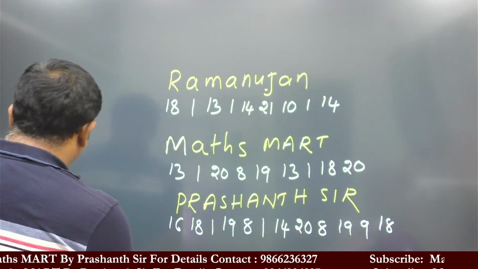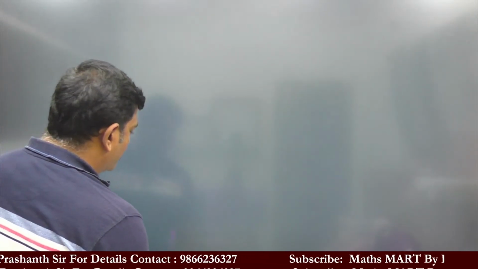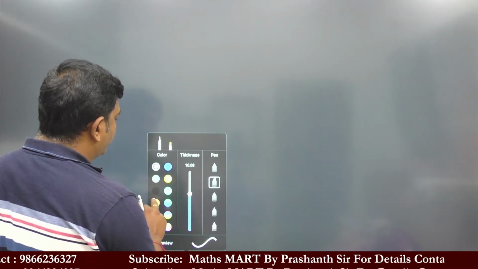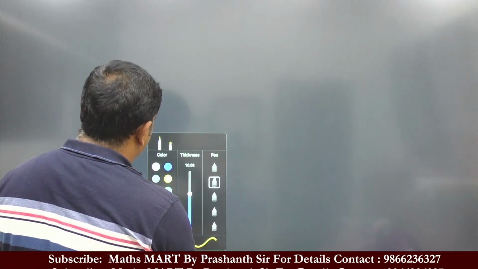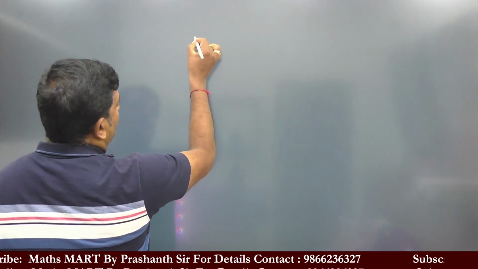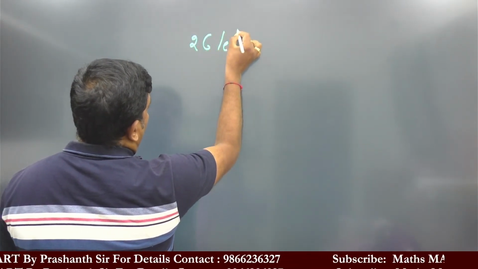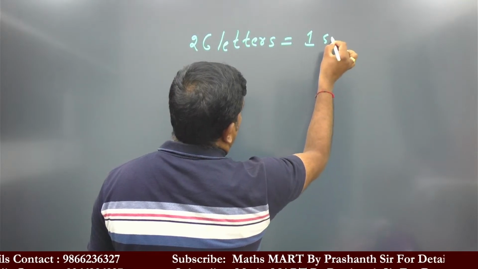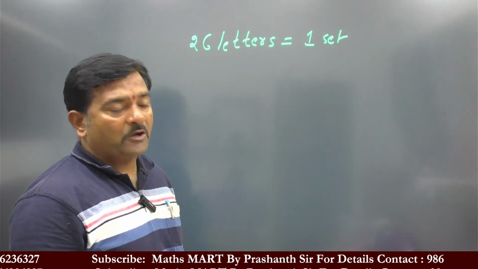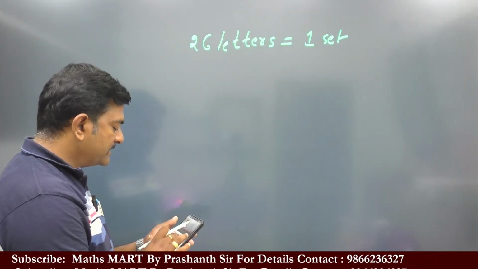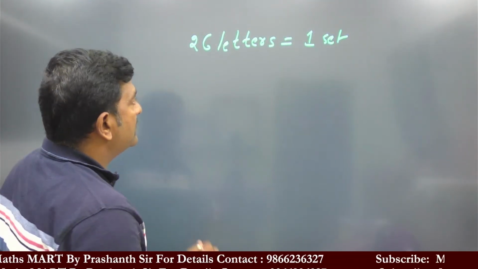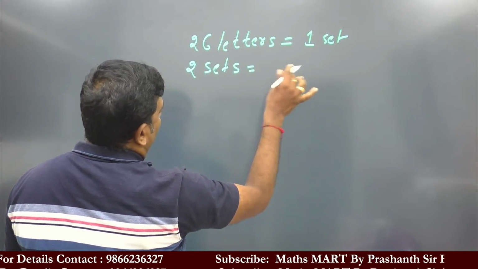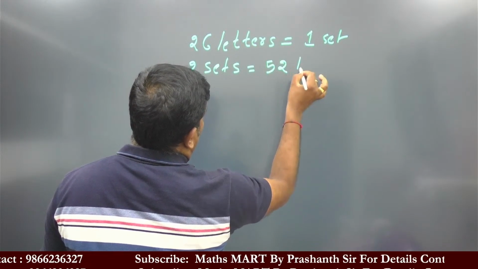Now we are going to focus on some other different cases. Just listen carefully. Some important facts related to the alphabet. You know already in the English alphabet we have total 26 letters. These 26 letters usually we consider as one set. Similarly, if you want to write two sets, that means 26 letters plus 26 letters, 52 letters we can take.